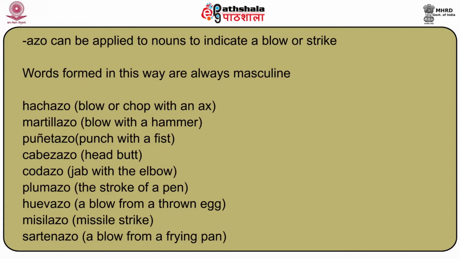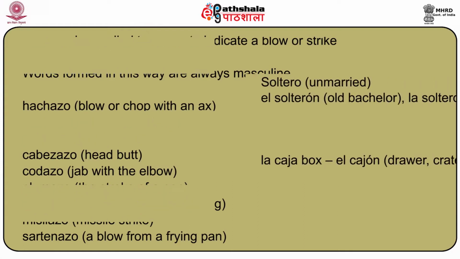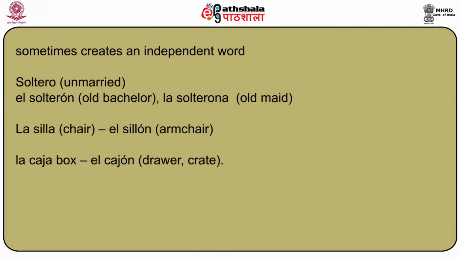Plumazo, the stroke of a pen. Huevazo, the blow from a thrown egg. Misilazo, missile strike. Sartenazo, a blow from a frying pan, etc. Just like diminutives, the addition of an augmentative suffix sometimes creates an independent word. Soltero, unmarried, becomes el solterón, old bachelor, or la solterona, old maid.